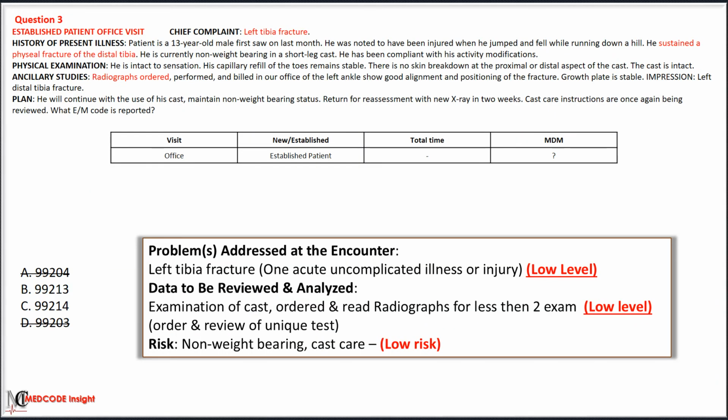In the given scenario, the problem addressed at the encounter is the left tibial fracture, which is one acute uncomplicated injury, which falls in the low level. The data reviewed in the scenario is the examination of the cast and the physician ordering and reading the radiograph. For the test, we are at less than 2, so we use the low level. In the given scenario, the risk is the low, weight bearing cast care, which also falls under the low risk.